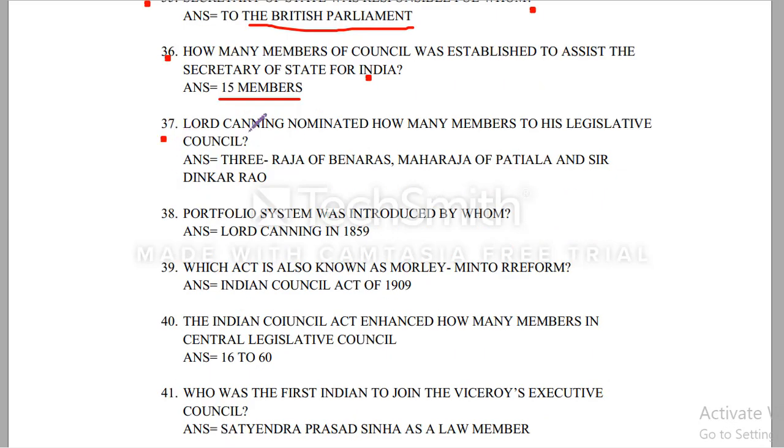Next, Lord Canning nominated how many Indian members to his legislative council? Answer is he nominated 3 Indian members in his legislative council, and they were Raja of Benares, Maharaja of Patiala, and Sir Dinkar Rao.